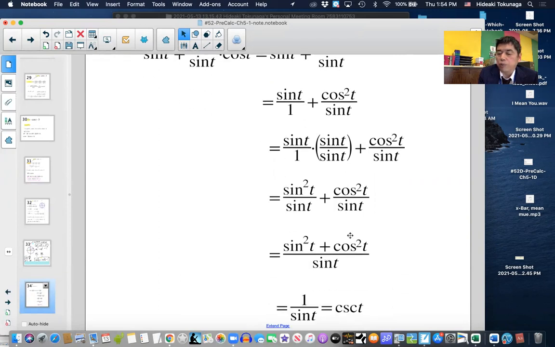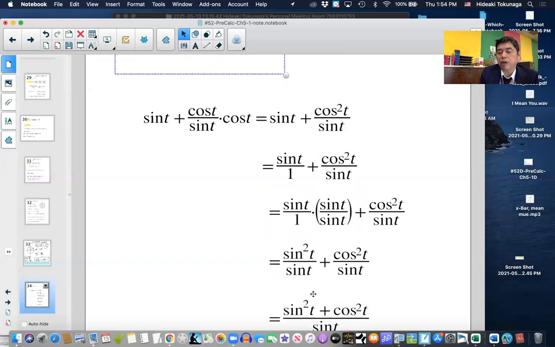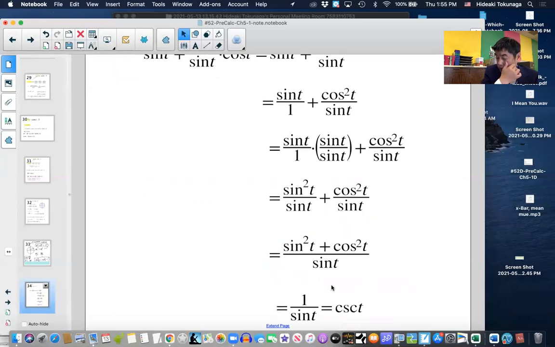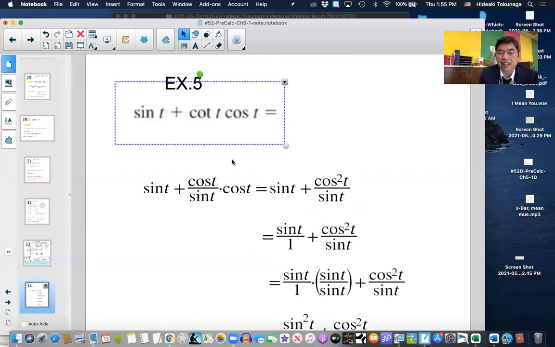So we did the Pythagorean identity. Sine squared t plus cosine squared t is equivalent to 1. So 1 over sine t is the answer. However, they ask you to rewrite without the fraction. So 1 over sine t equals cosecant t. Okay, so that's example 5.